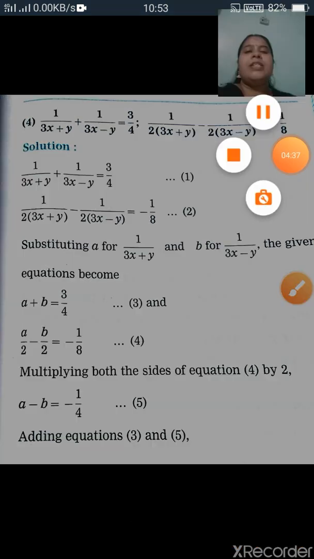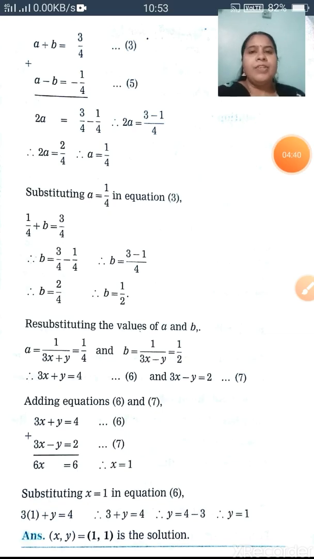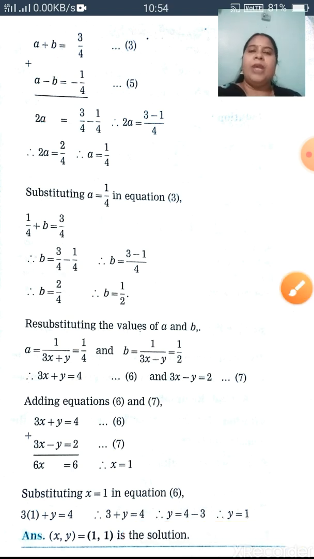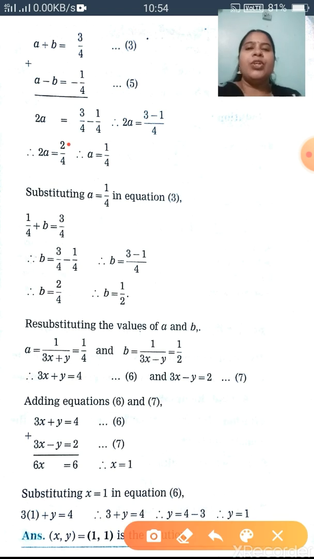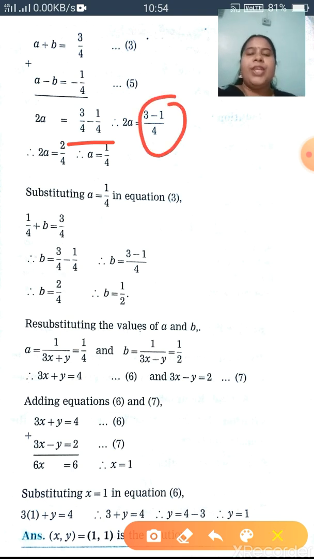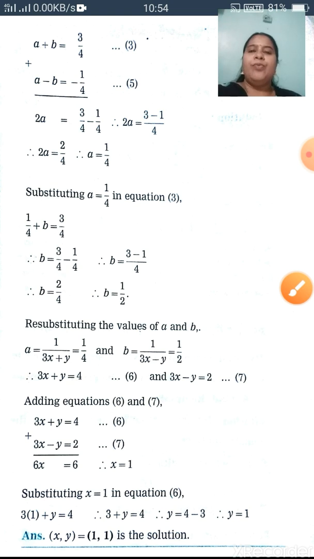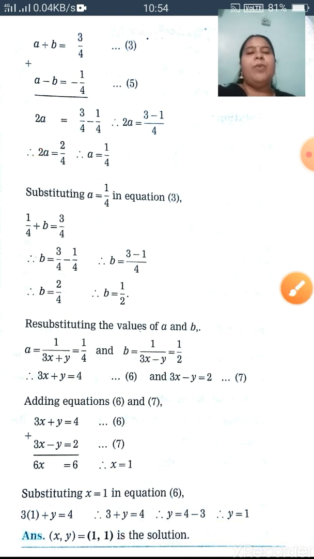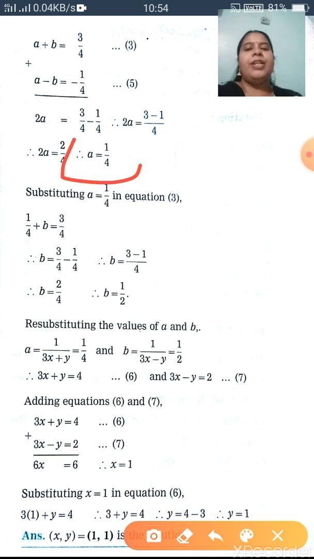Okay, so let's see. By adding equation 3 and 5, what we get is plus b and minus b will get cancelled here, and a plus a is nothing but 2a. 3 upon 4 minus 1 upon 4. Now this is what I was telling you, when denominators are same, numerators can be subtracted. So 3 minus 1 I can do and upon 4. So what we get here, 2a is equal to 2 upon 4. So now this 2 and 2 can be cancelled from this side. What is left is a is equal to 1 upon 4. This is the value of a that we have got.